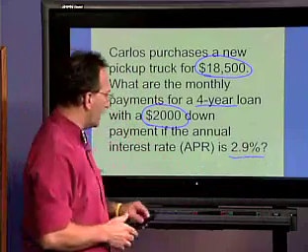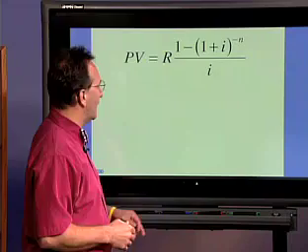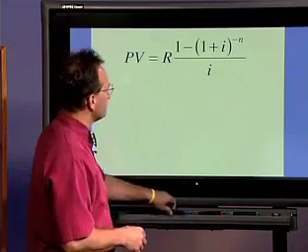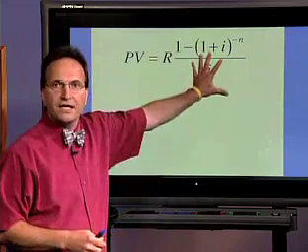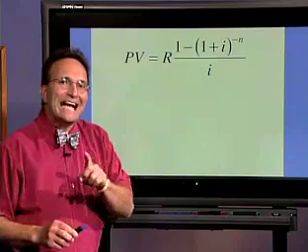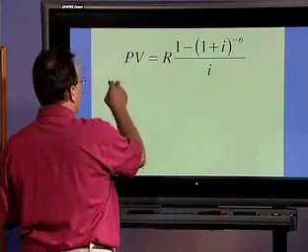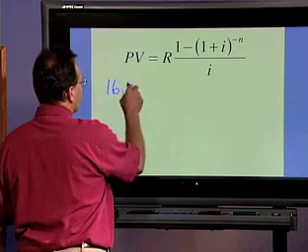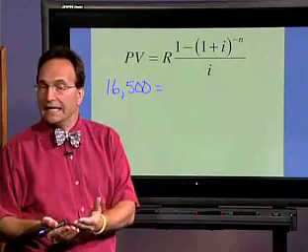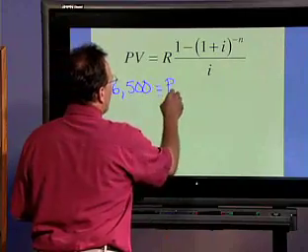So let's plug that into our present value formula. So we have present value equals R and all of this here. So what we have is this. 16,500 is the present value. That's how much the loan is. So 16,500. Now, what we're calculating is how much his payment is going to be. So we don't know R.